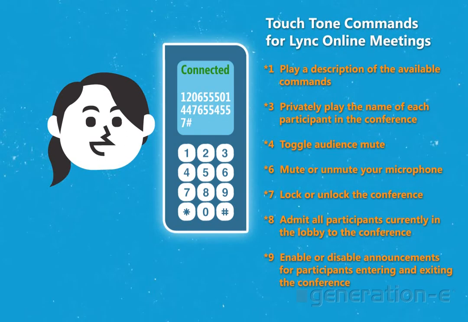I can manage my meeting audio using my telephone keypad. There are different options for presenters and attendees. For example, an attendee can mute or unmute their phone. But as a presenter, I can do things like unlock the conference and admit all participants. I can also play a list of the commands by pressing star 1 on my phone. Because I'm a presenter, I'll need to enter my PIN. And that's it. I'm in.